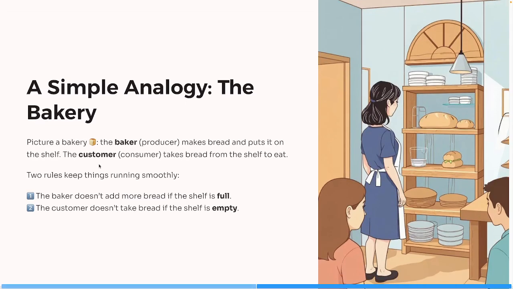We can just think of a bakery like the baker, who is a producer, who makes a bread and puts it on the shelf, and the customer or consumer takes the bread from the shelf to eat. So there are two rules to keep things running smoothly. The first one is the baker doesn't add more bread if the shelf is full, and the customer doesn't take the bread if the shelf is empty.